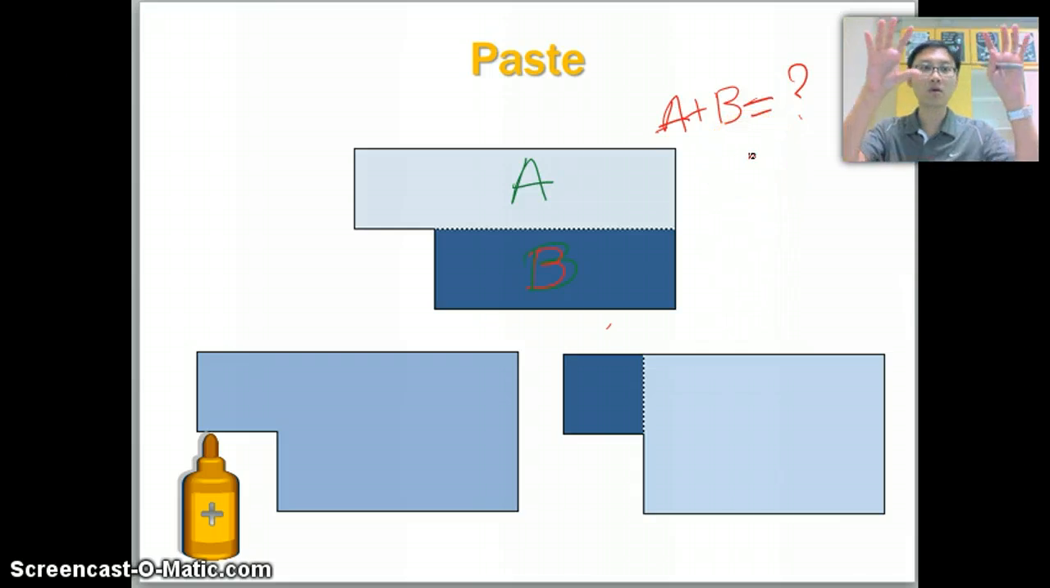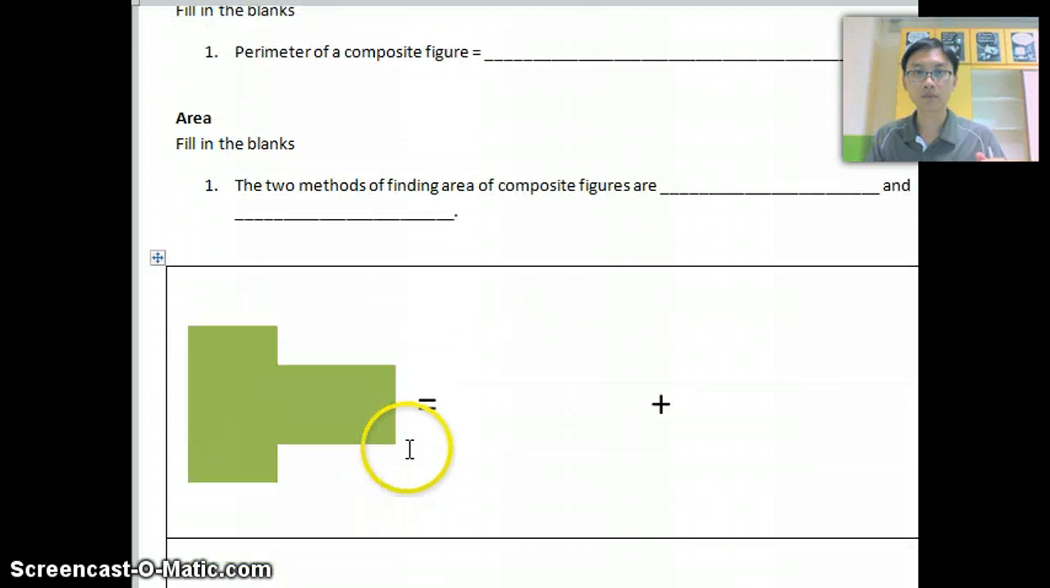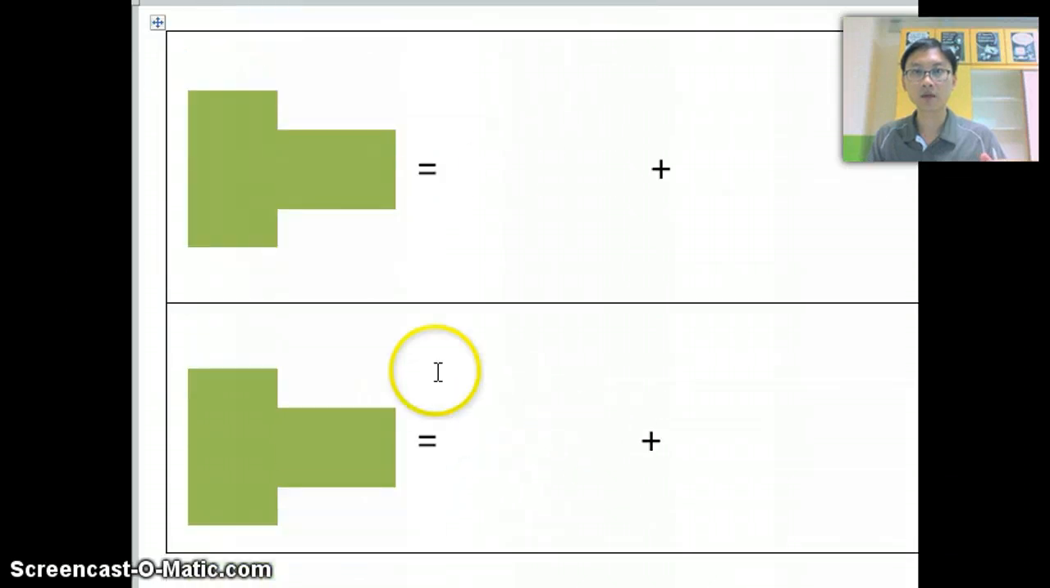Okay, so that's the whole idea of what it means to paste. You find the area of the shapes that you know of, 2 rectangles, or 1 square, 1 rectangle, and you paste them together. Okay, now quickly refer back to your worksheet. For this part here, look at this composite figure. Now there are 2 ways that I can divide and paste this figure. I want you to draw it out here.